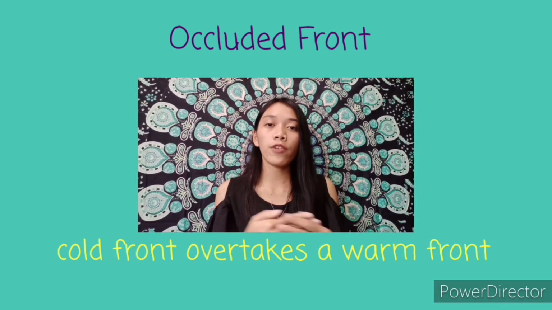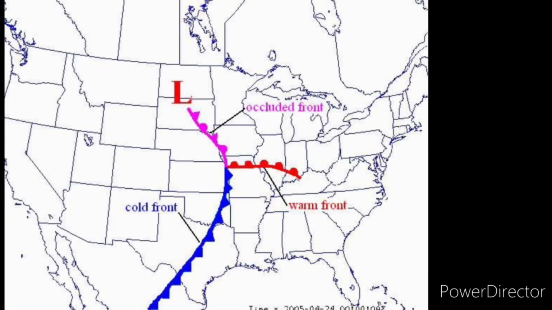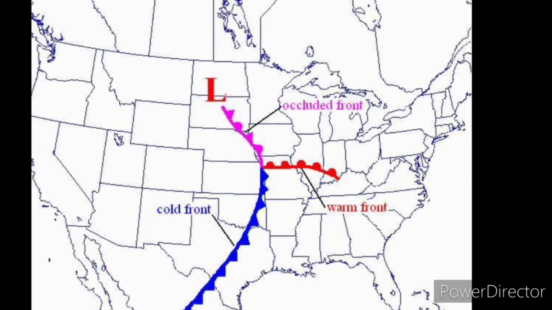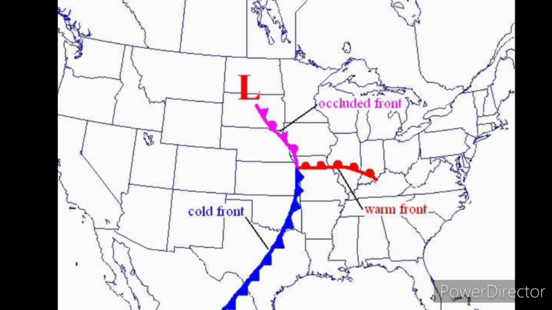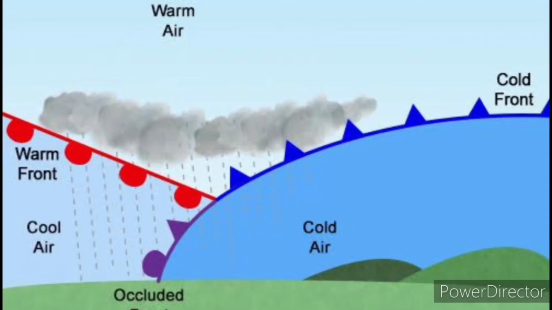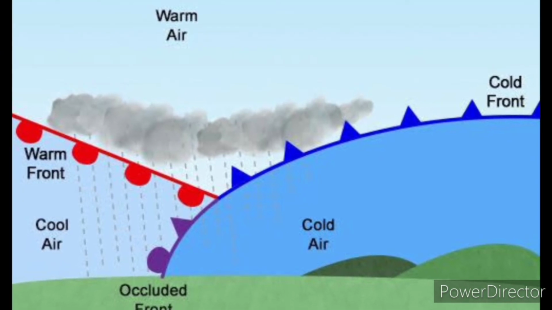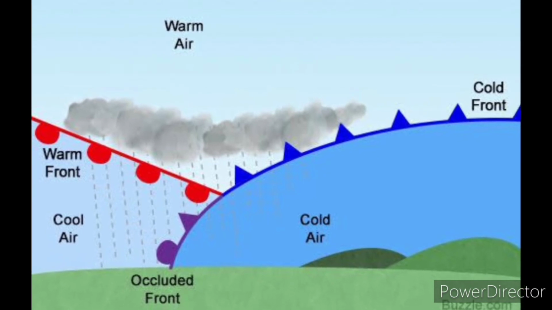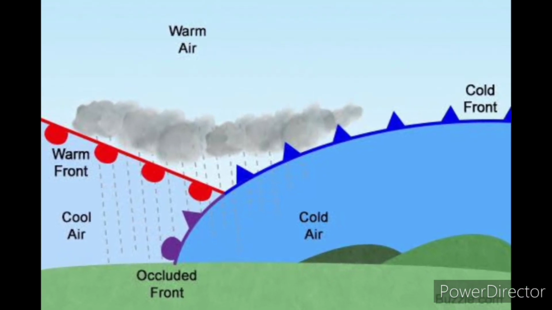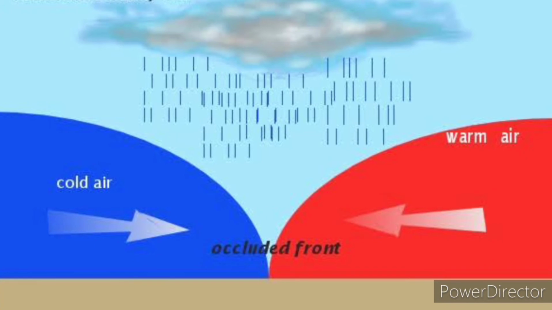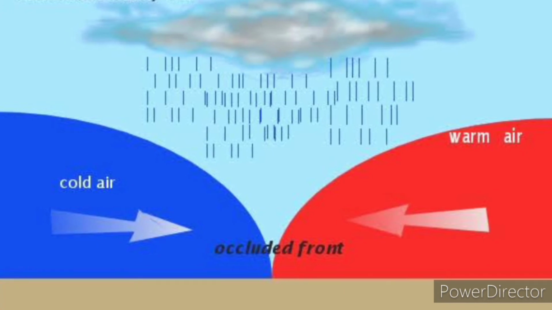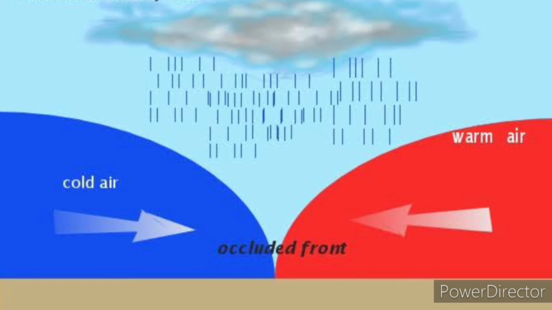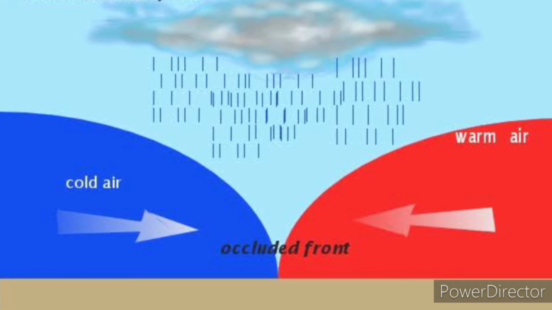The last type of front is the occluded front. This occurs when a cold front overtakes a warm front. When a low pressure system develops, it usually has fronts around it, a warm front and a cold front trailing behind. And because cold fronts are much faster, they overtake the warm fronts, which results in an occluded front. If this happens, we are to expect a lot of precipitation because two different air masses come together and push moisture above, which forms heavier clouds and produces a lot of rain.